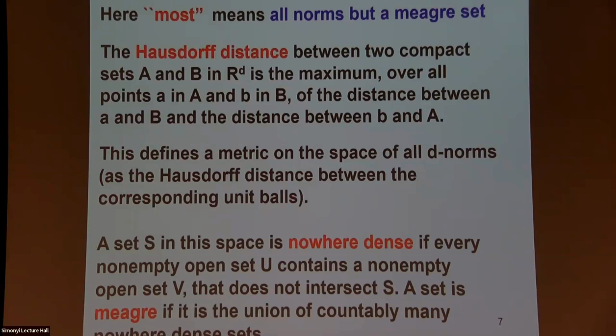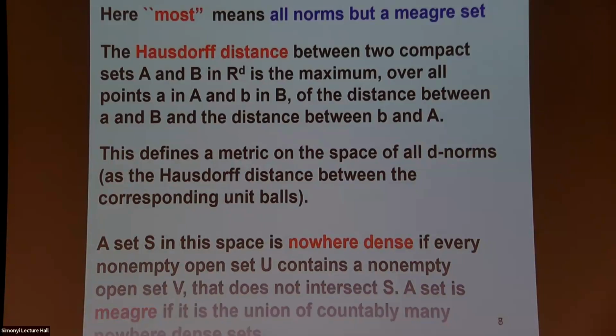And in this topology, we can define as usual what it means for a set to be nowhere dense, so it is not dense in any open set. What this means is that a set S is nowhere dense if every open set U contains another non-empty open set V that does not intersect S. And the set is meager if it is a union of countably many nowhere dense sets.